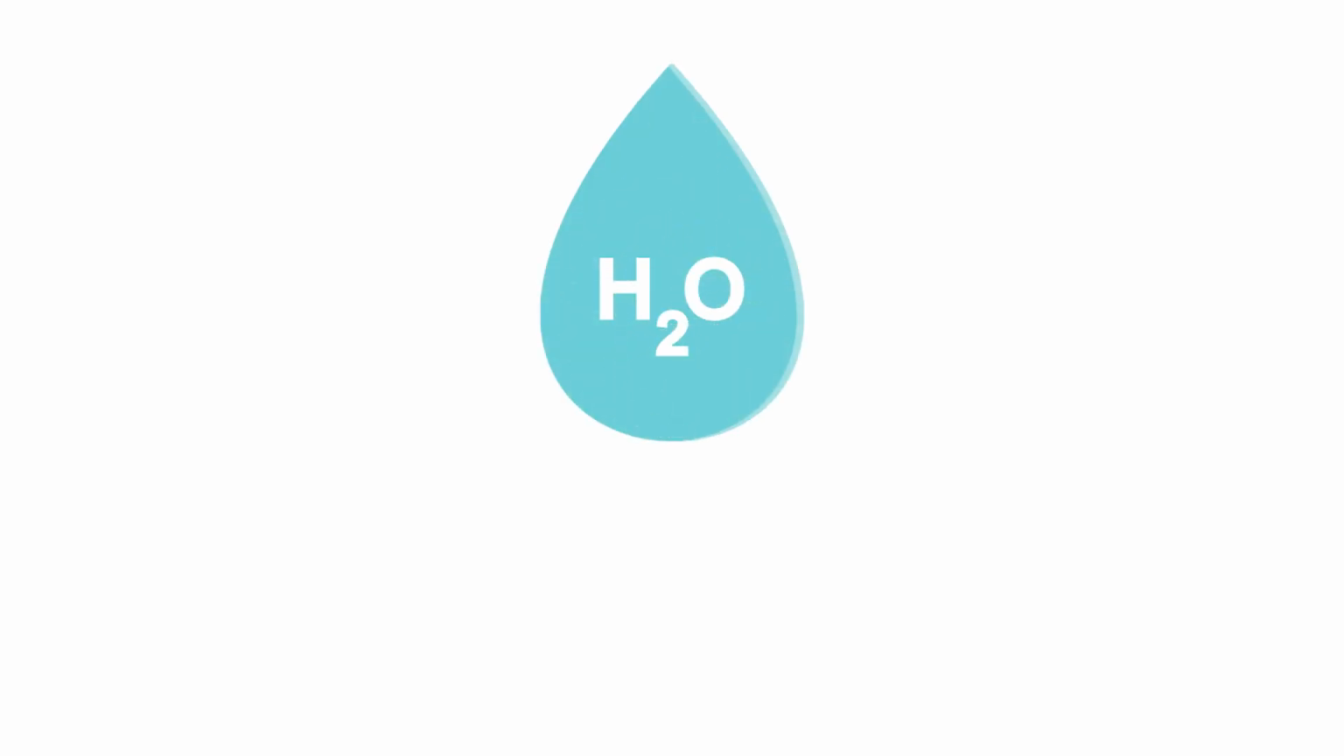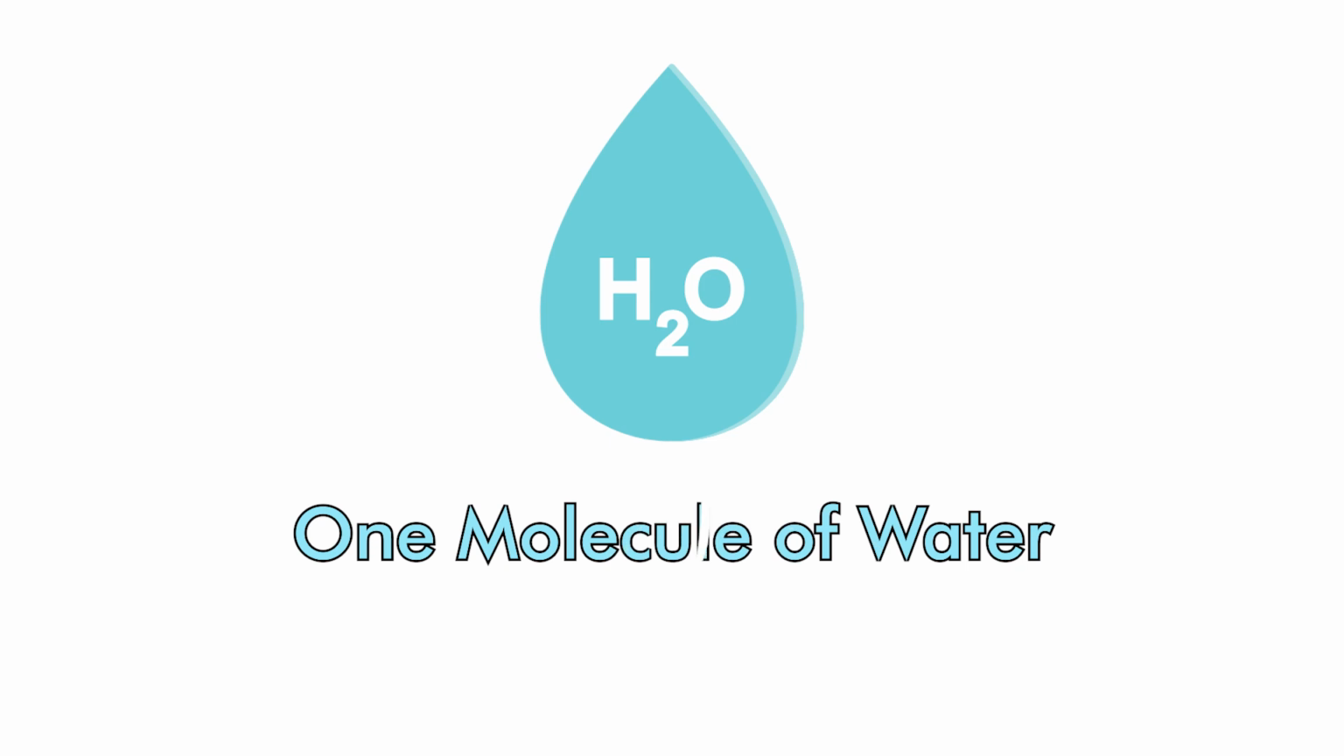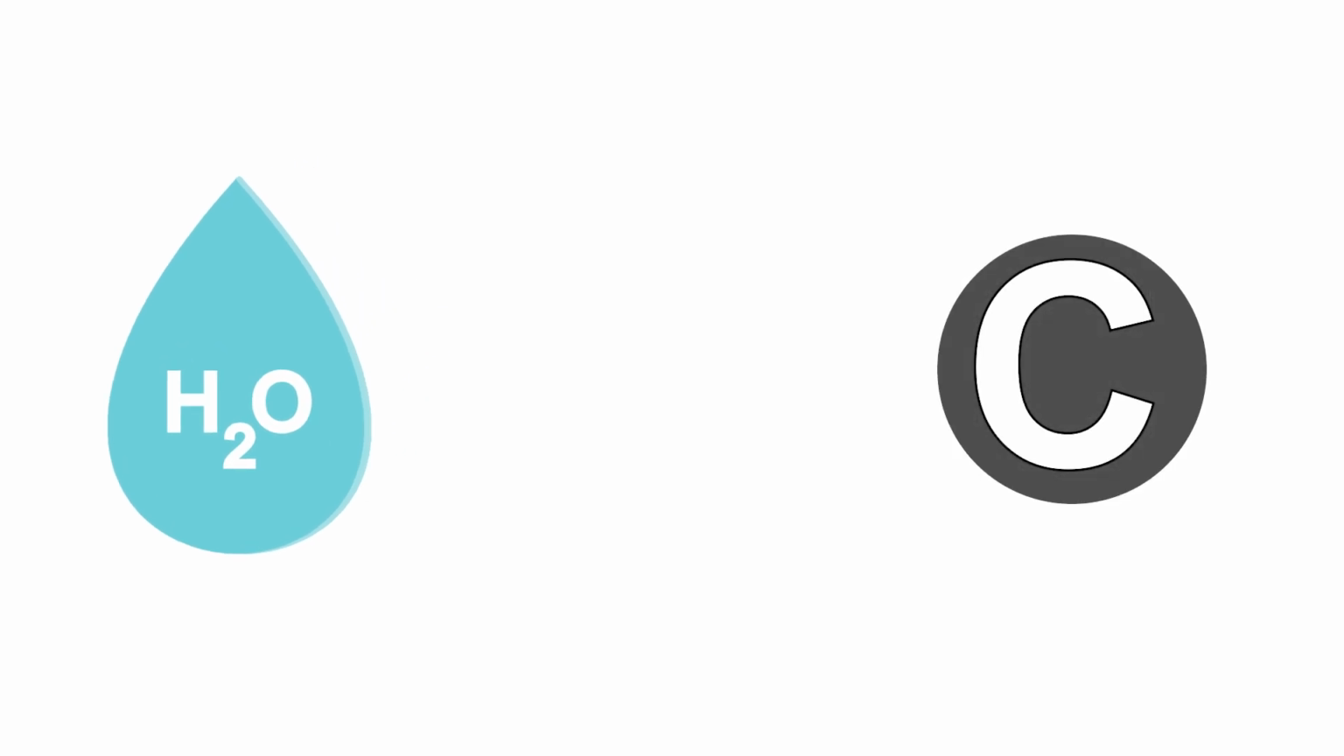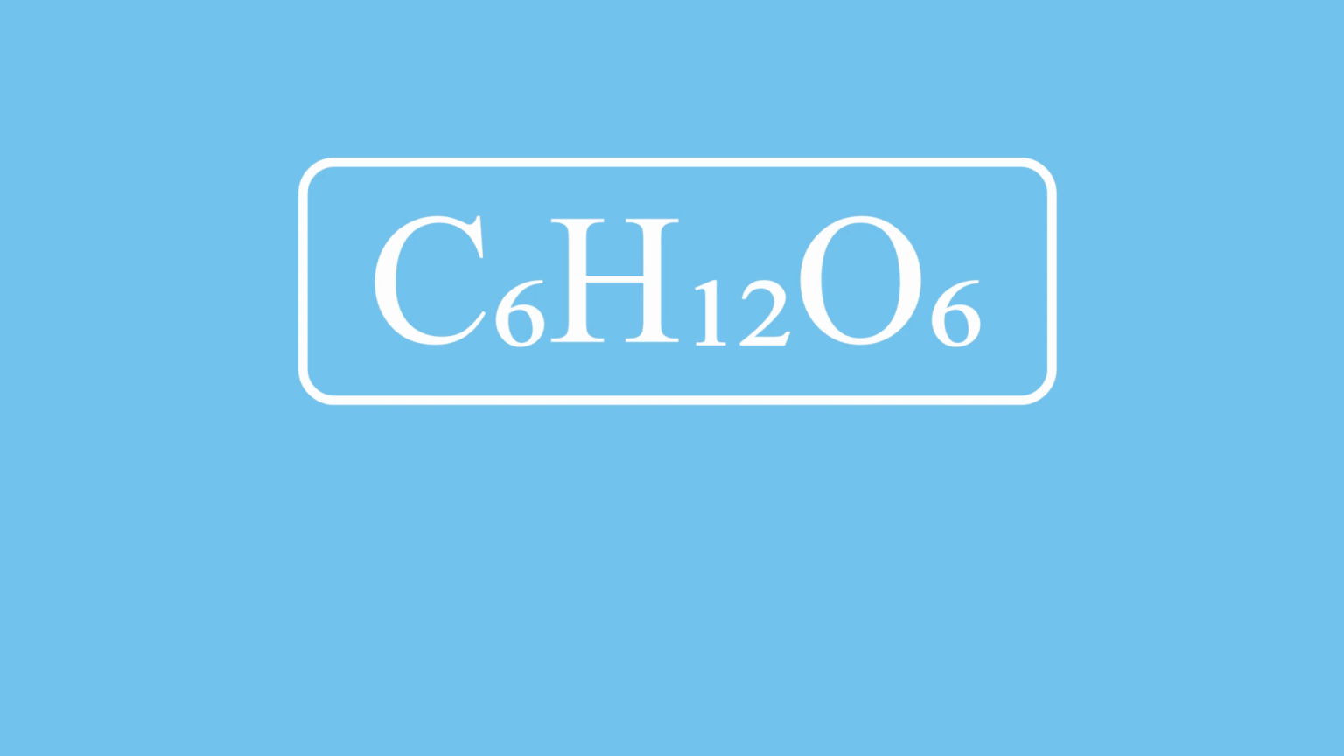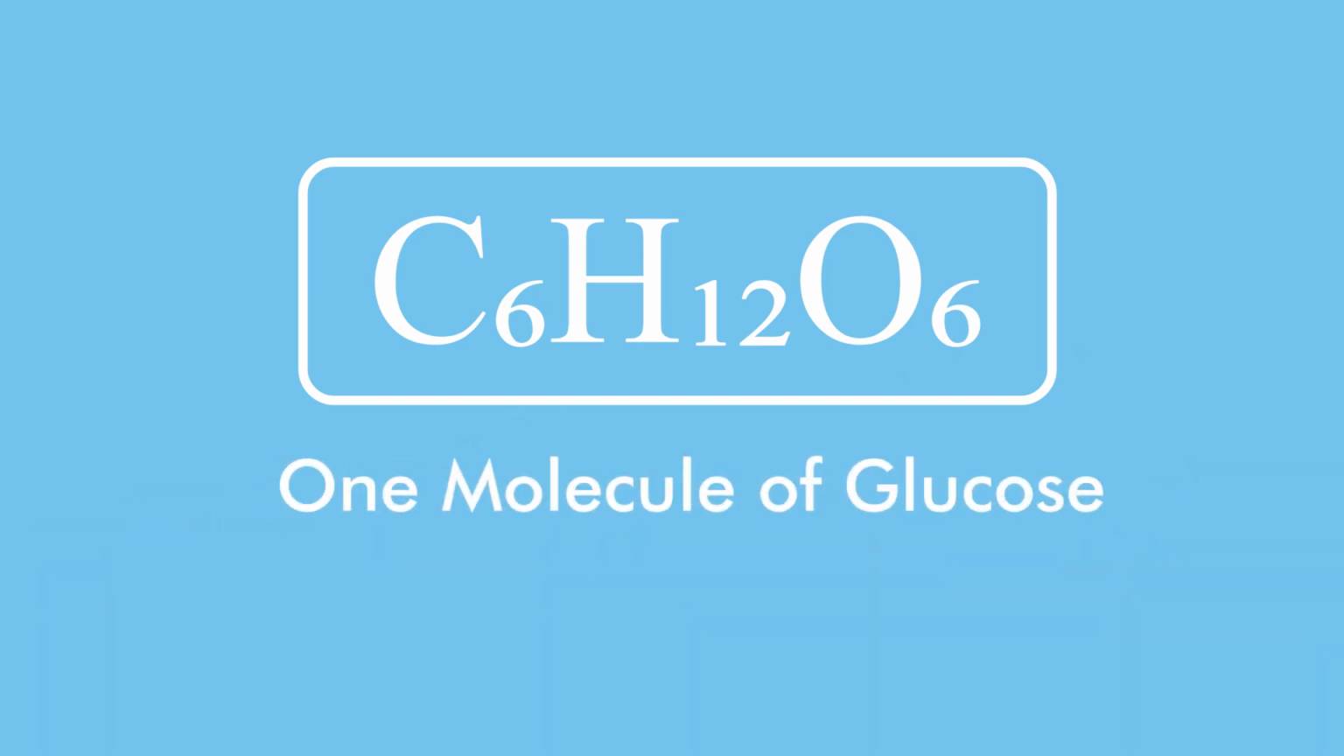As we learned, two hydrogen atoms could combine with one oxygen atom to make one molecule of water. But now, let's add another kind of atom called carbon. If you join 12 hydrogen atoms with 6 oxygen atoms and 6 carbon atoms, you get one molecule of a kind of sugar called glucose.